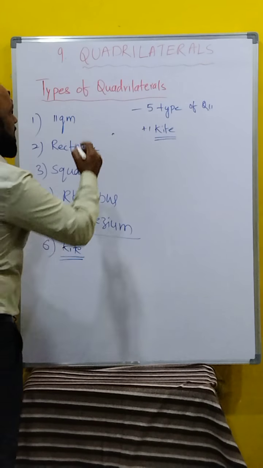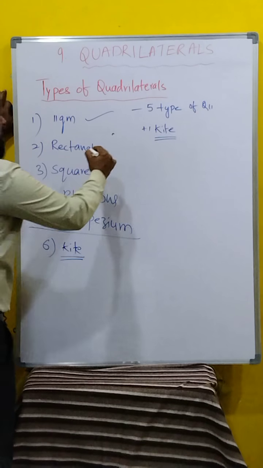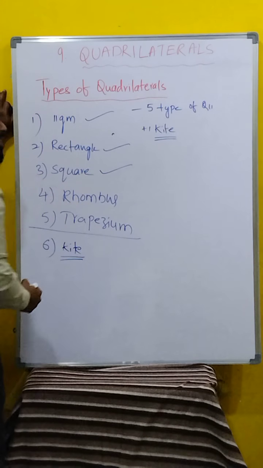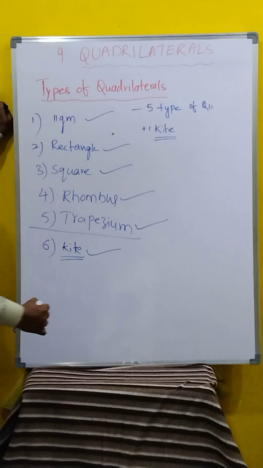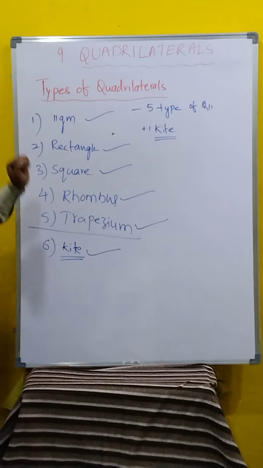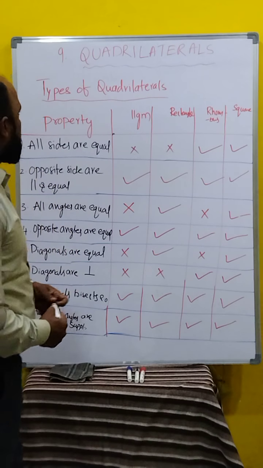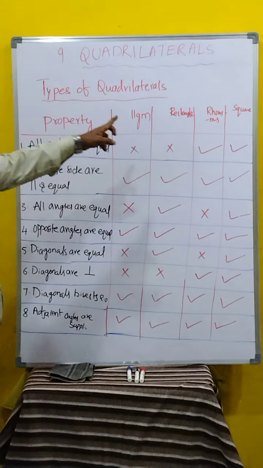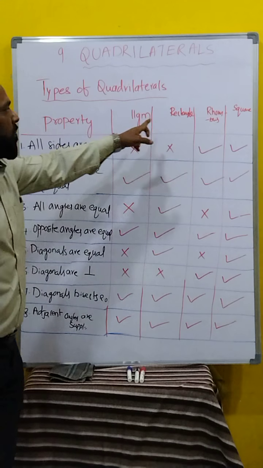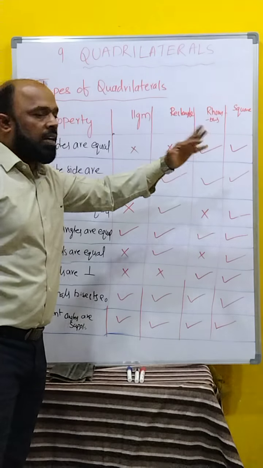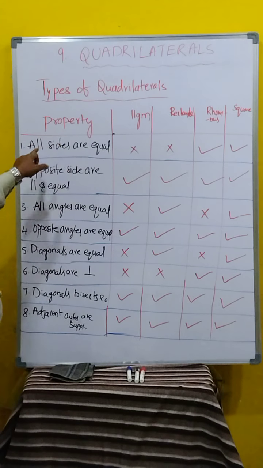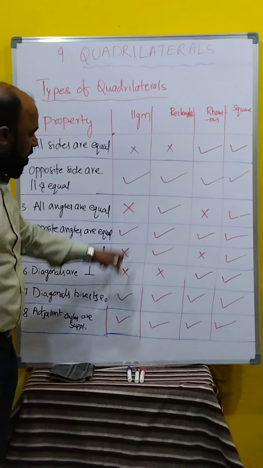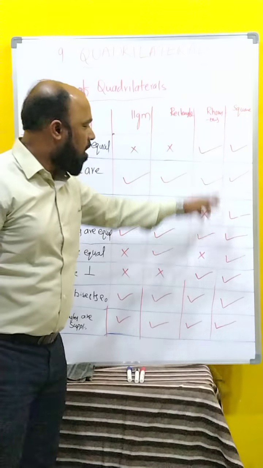Now we will go for each one's properties. Parallelogram properties, rectangle properties, square properties, rhombus properties, trapezium properties, and kite properties. Now we will go one by one. First we will check the properties of 4 quadrilaterals, that is a parallelogram, rectangle, rhombus, square. Trapezium and kite later we will do. All together I am writing the properties here.